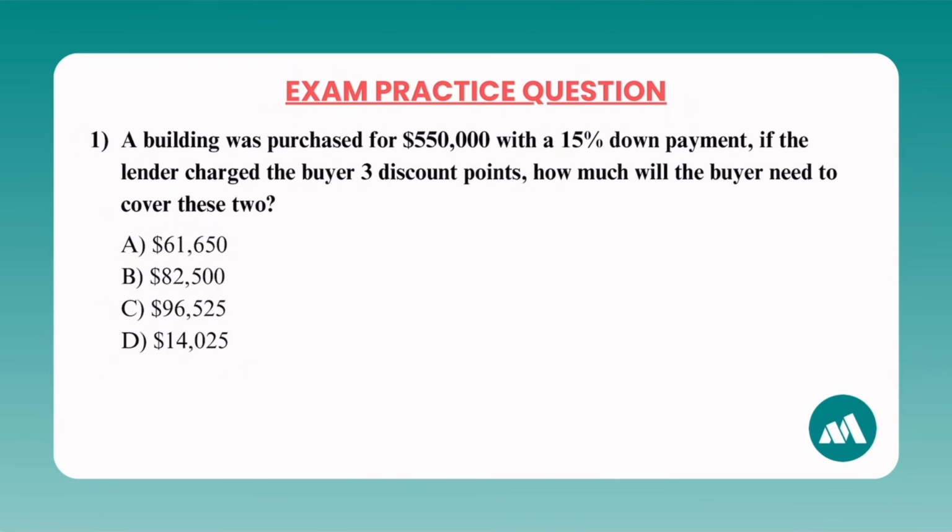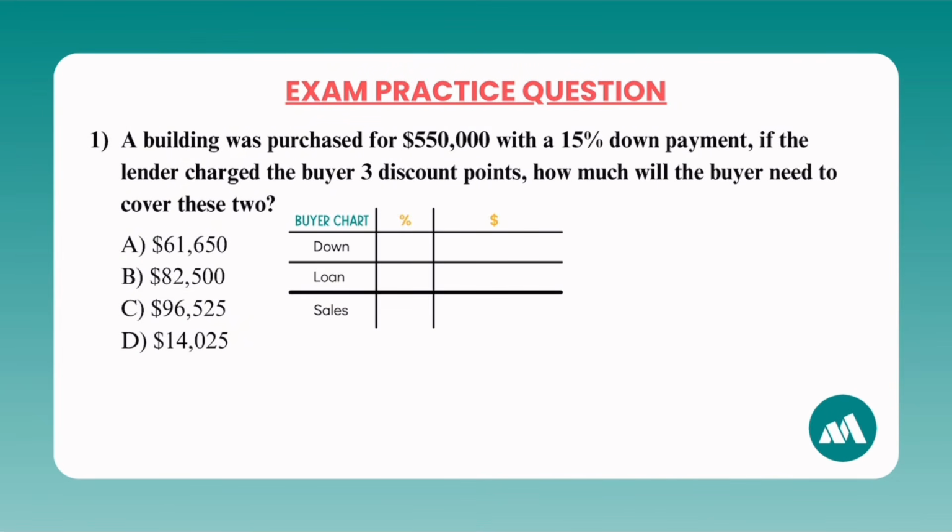For this question, I like to use my new method called the DLS chart. I'll bring it out now so that you guys can see what I'm talking about. As you can see, this chart shows that when we have a buyer, like we have in this scenario, we know that the down payment plus the loan amount is going to equal the sales price. We also have a column for percentages and a column for dollar amounts. Let's see this chart in action.